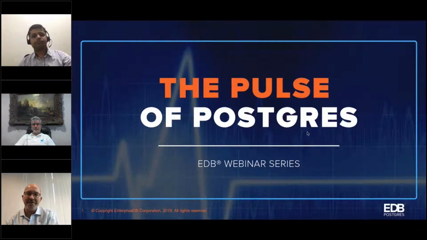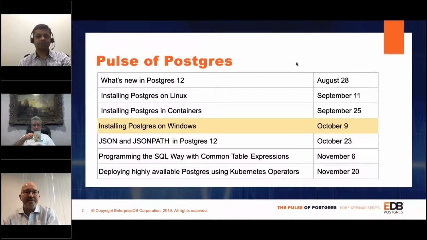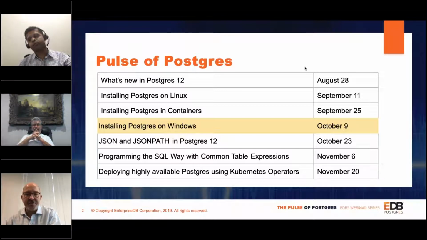All right. Thank you, Molly. So let's just recap a little bit before we get into it on the Pulse of Postgres. What have we done in the past? You can see here that we started in August with what's new in Postgres 12. Then we looked at Postgres on Linux, on containers. Now we're looking at Postgres on Windows. October 23rd, Tom Brown will join us to talk about JSON and JSON Path. Then Bruce will do a special session on November 6th about programming with common table expressions. And then on November 20th, we will have Aziz join us on discussing how to use Kubernetes operators for setting up a highly available Postgres.